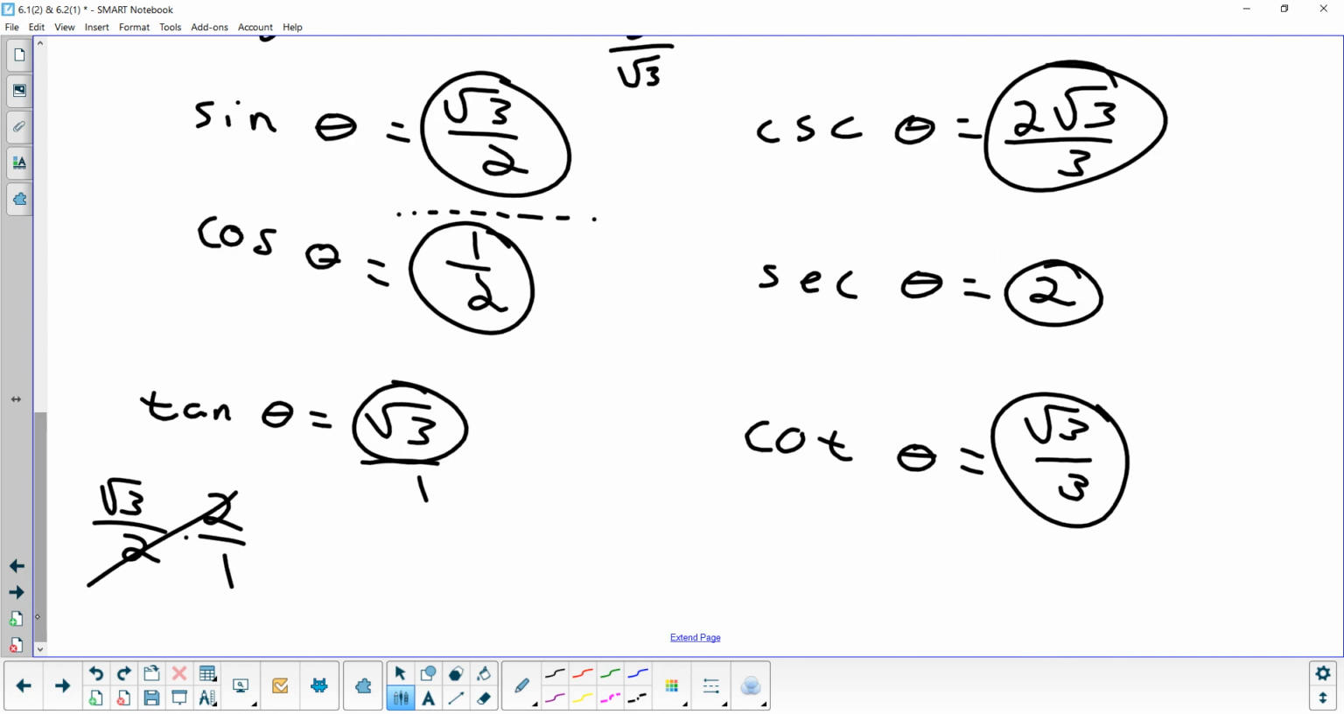Okay, questions on that one? Yes? How did you get cotangent again? So when you flip the tangent, you start with that. And then you multiply the top and the bottom by the square root of 3.